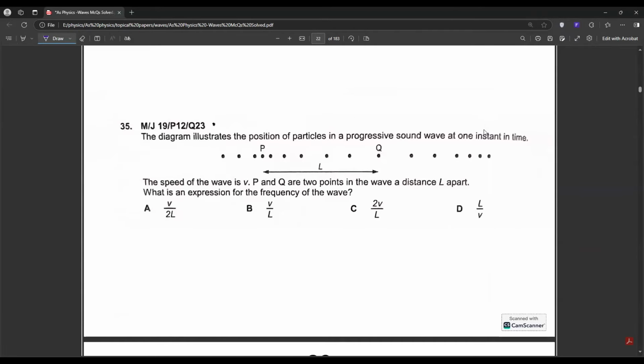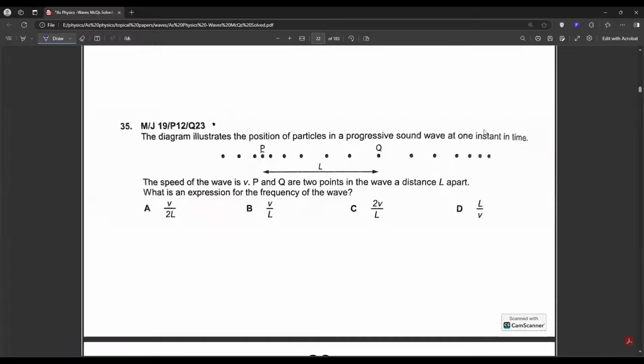The diagram illustrates the position of particles in a progressive sound wave. Okay, so this is a longitudinal wave at one instant in time. The speed of the wave is v. P and Q are two points in the wave at a distance of L apart. What is an expression for the frequency of the wave? We have to calculate the frequency of the wave.